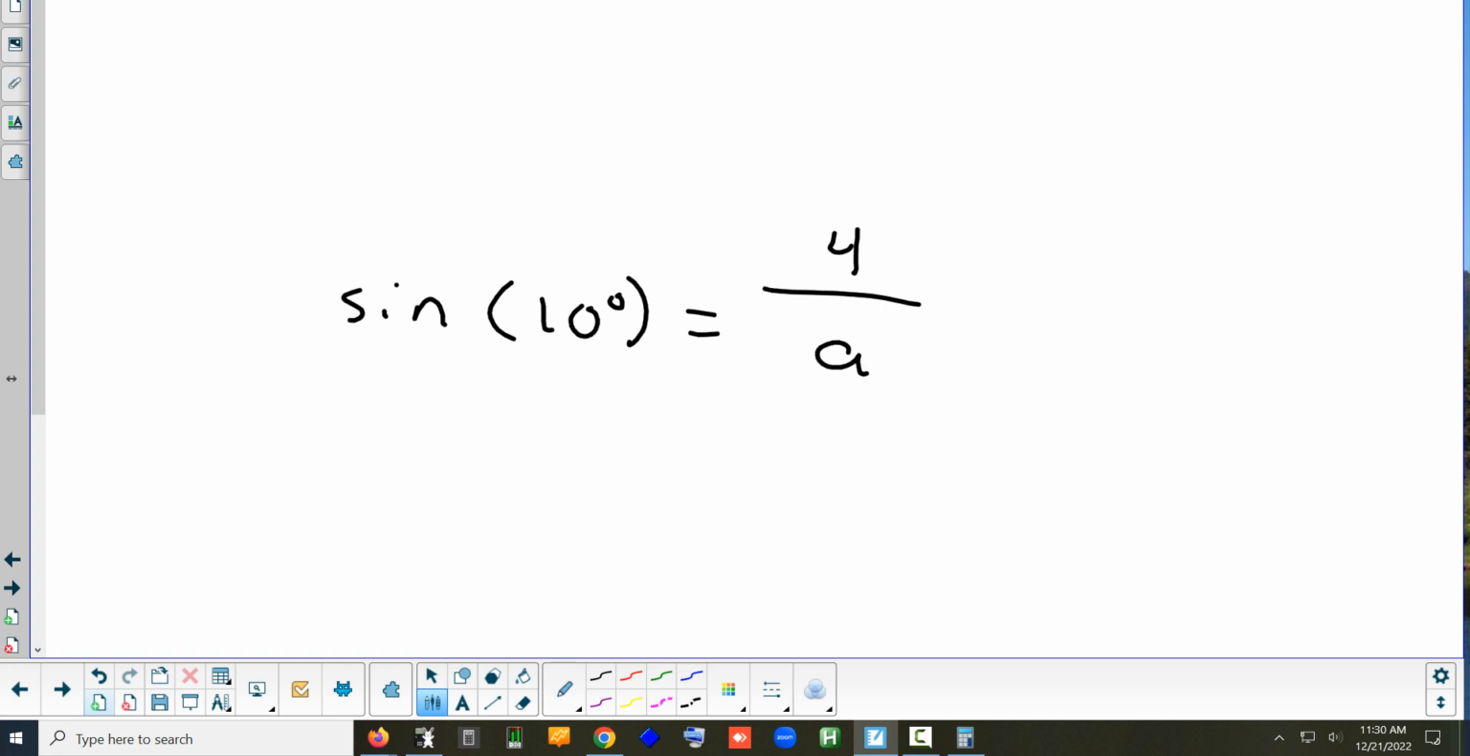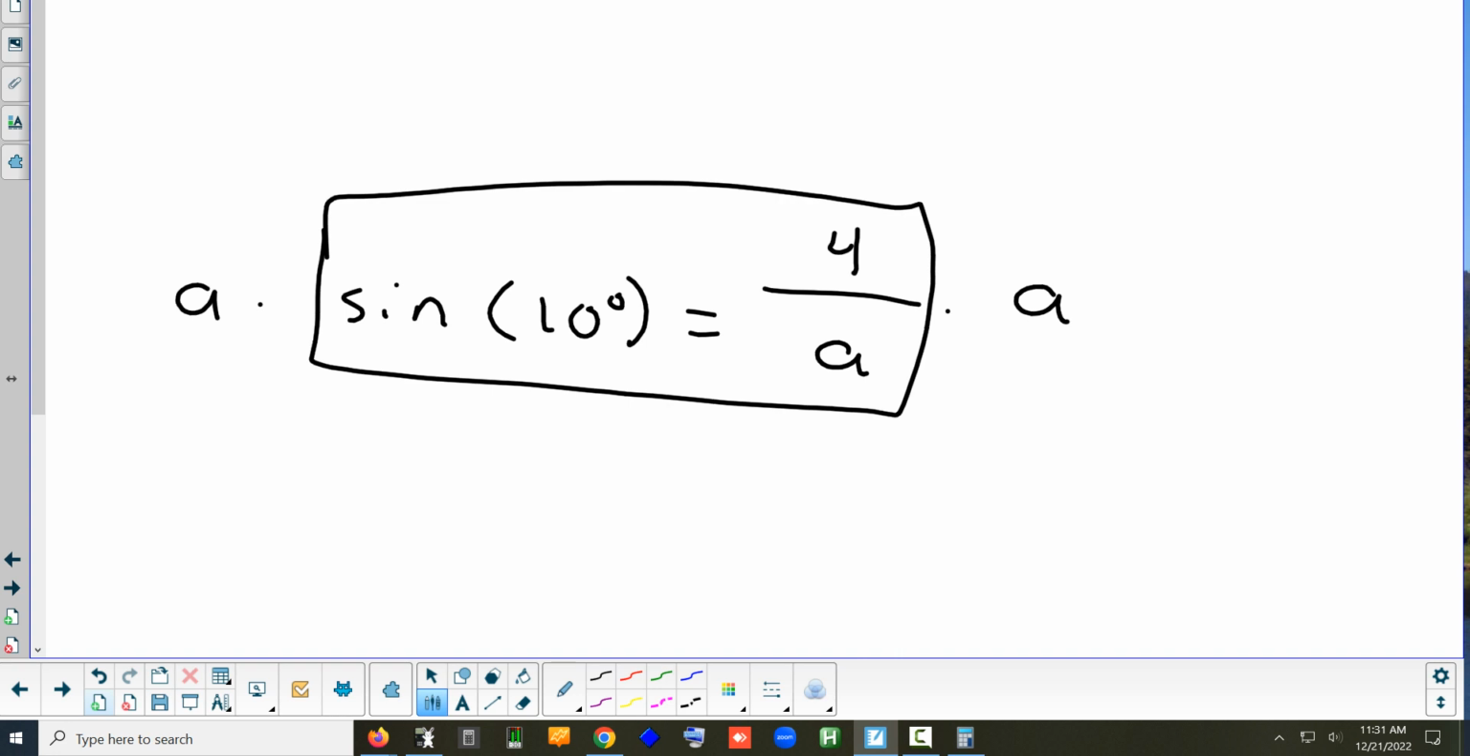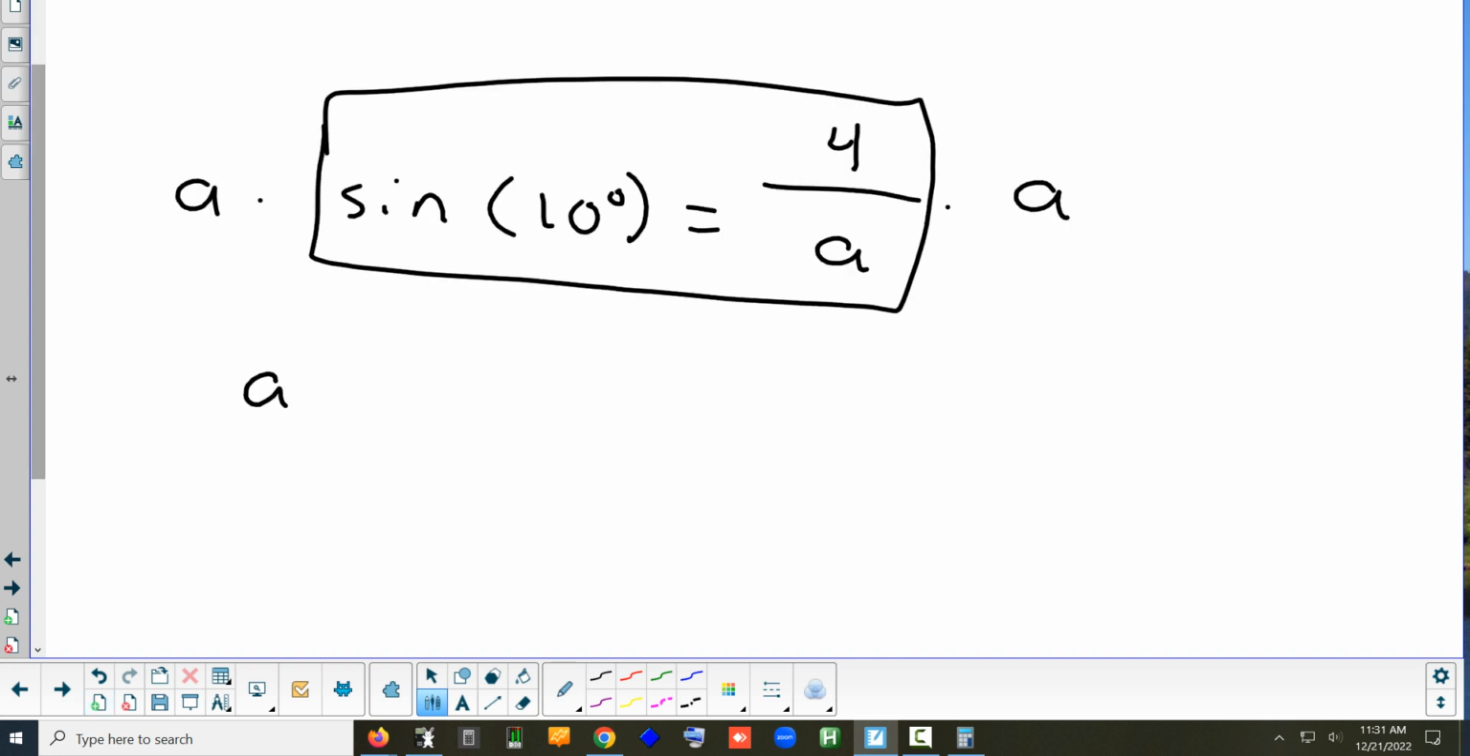what if the number was in the top? You don't multiply both sides by 4. And that would just give you 16. What could you multiply both sides by this time? To at least get rid of that fraction on the right. Yep, you can multiply both sides by a. And times a. I'm just going to put a box around what we started with so you remember that was the original problem. So now you have a times the sine of 10 would equal 4. And what would be your last step to get a alone here?